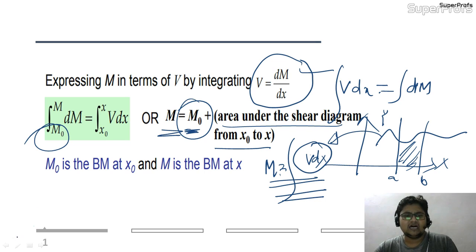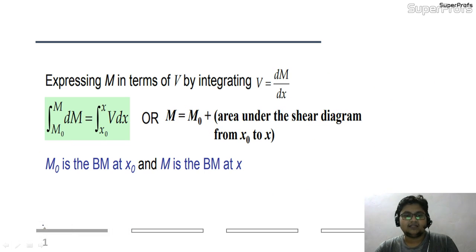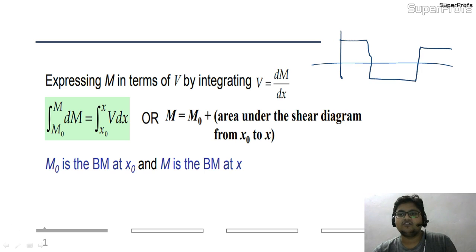Now I just want to highlight one question here that keeps on coming: why are we required to learn all these things? The simple reason is, friends, that sometimes in the GATE paper you will be given a shear force diagram. Suppose this is the arbitrary SFD that has been given to you. This is positive, negative, and you are asked to find what is the moment at this point.